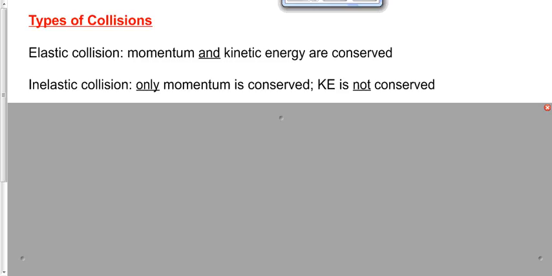Having said that, we don't want to have a 90% chance of getting a question right. We want to have a 100% chance of getting a question right. So how do we figure out whether it's elastic or inelastic? Do some calculations. Calculate the initial kinetic energy and the final kinetic energy.